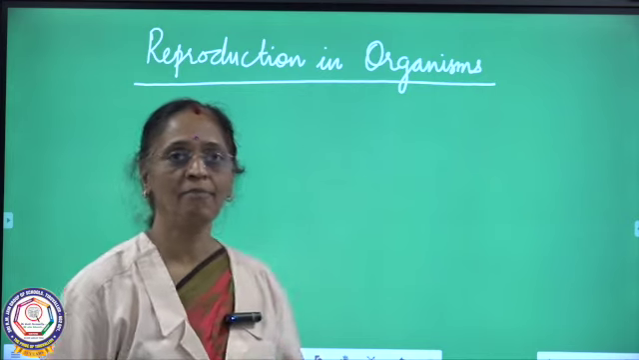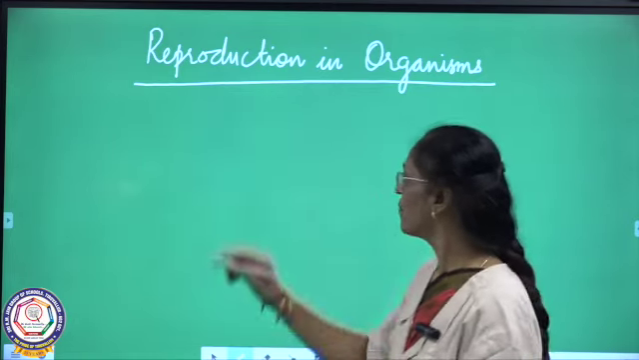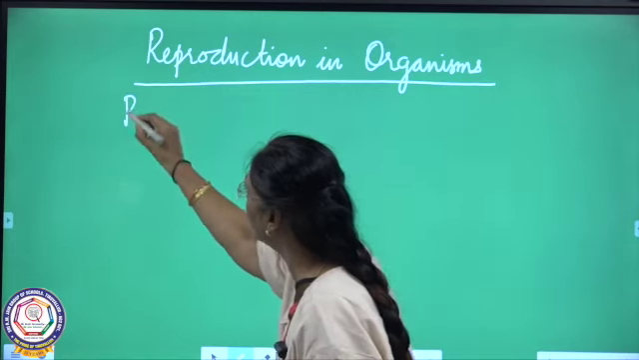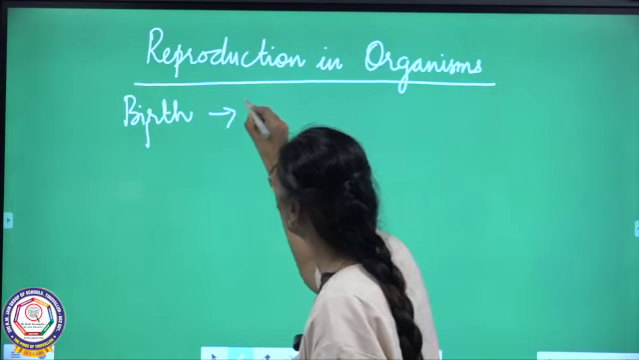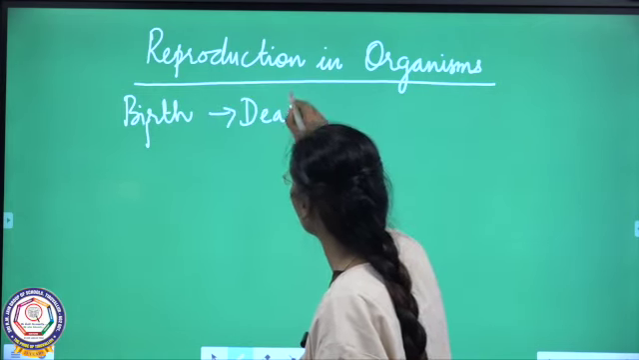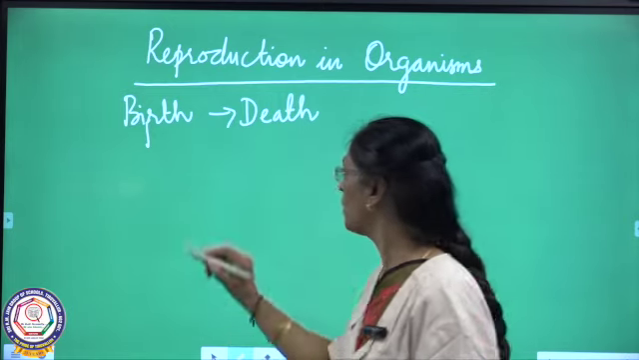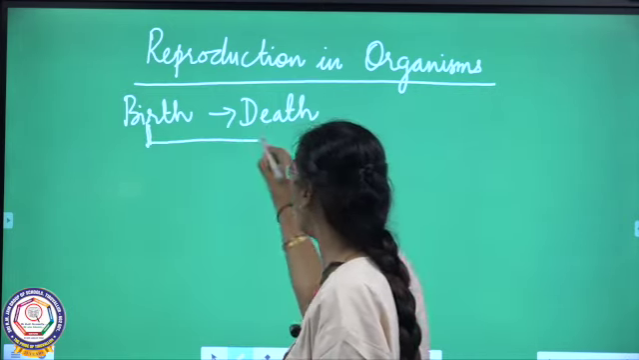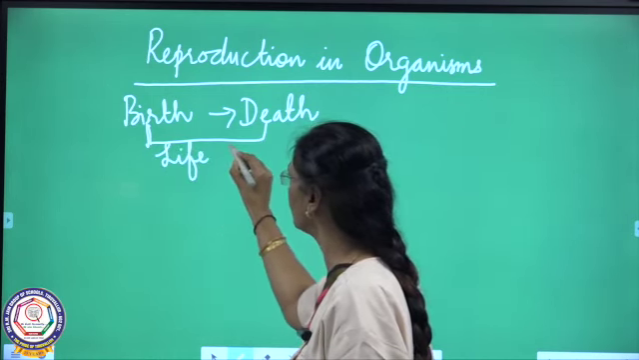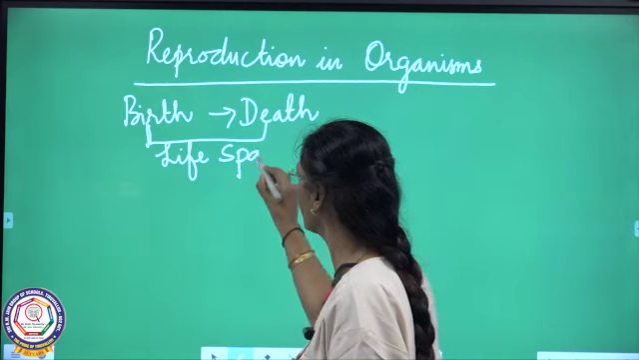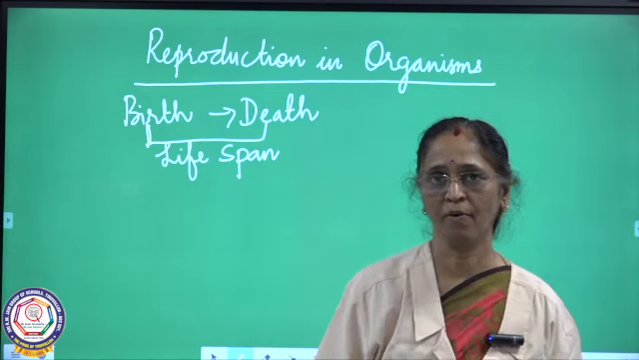We know that every organism has a time period, that is from birth to death of an organism. This time gap between birth and death is what we call a lifespan. And this lifespan has different phases.